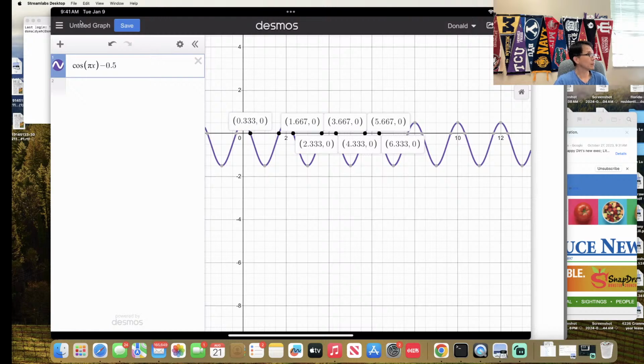Yes. Exact same thing. I didn't get the same points. Okay, did you put a parenthesis around pi x?